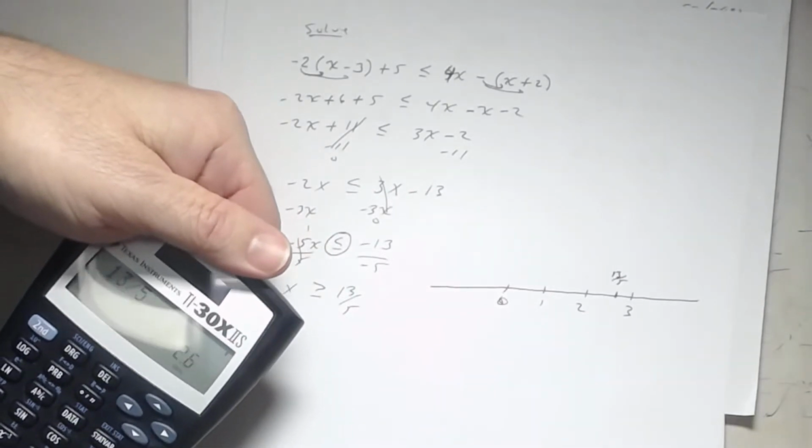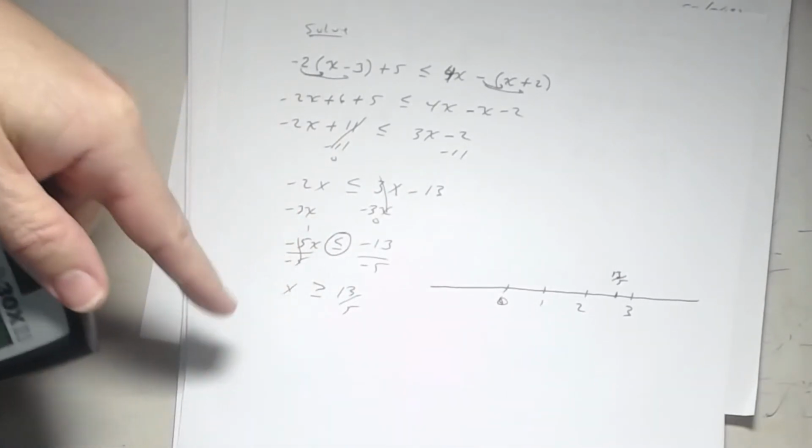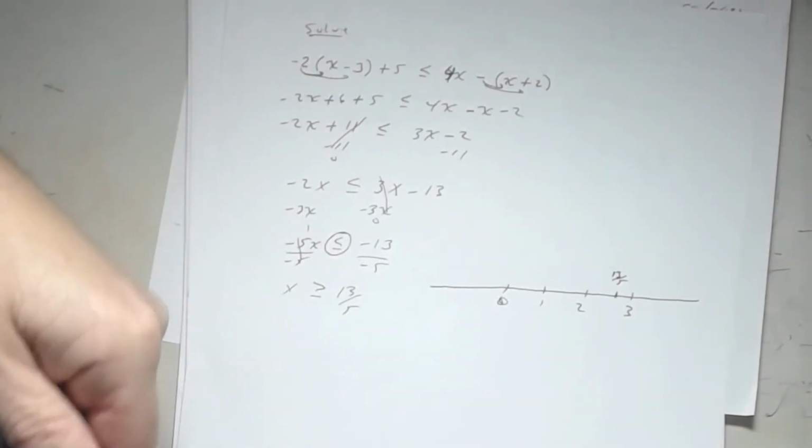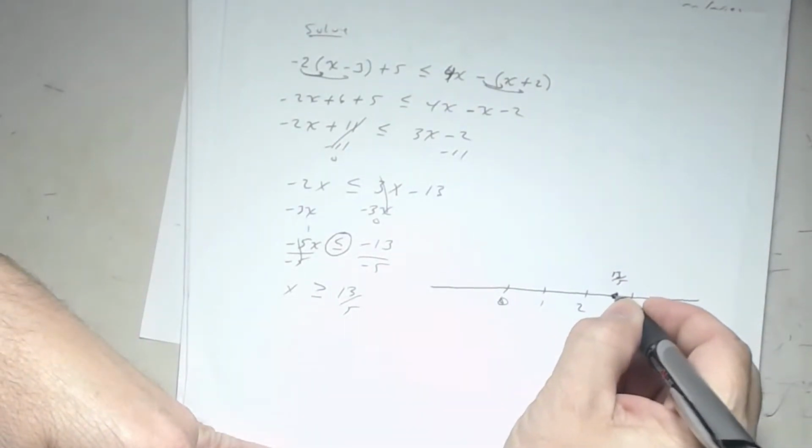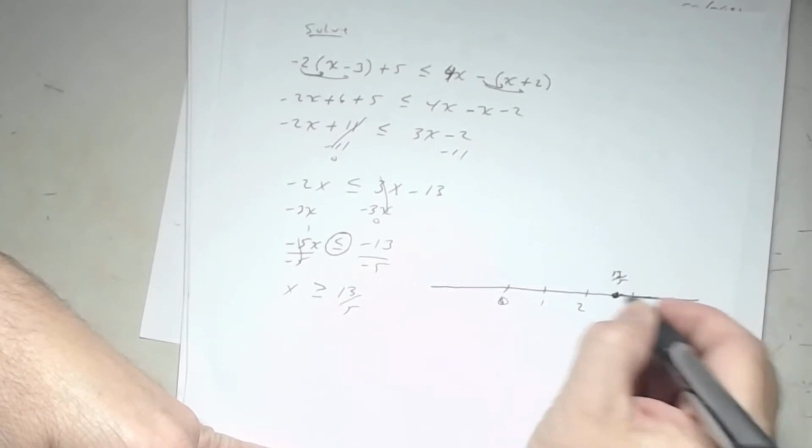Okay, so 13 fifths. All right, now, let's talk about open or closed circles. Is this open or closed? Closed. Going which way? To the right. So there's your graph.